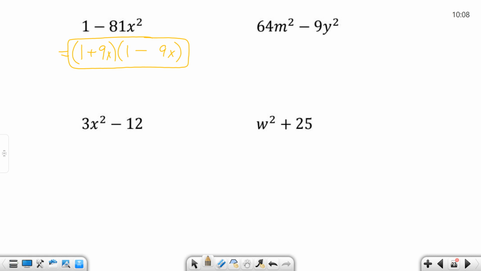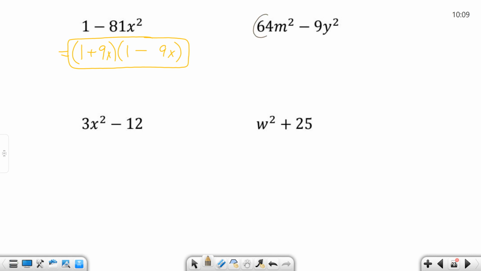So let's look at 64m squared minus 9y squared. Is there a GCF? It's got a lot of stuff, so we think it's got to have a GCF. It doesn't. There's no GCF there. How many terms? It's 2. Each has multiple factors, but it's still just 2 terms, right? 64m squared is a term and negative 9y squared is a term.